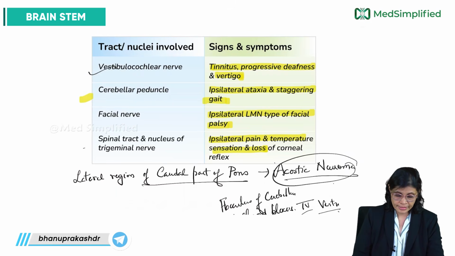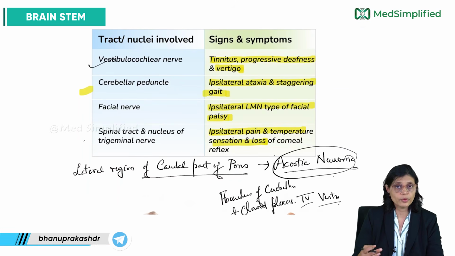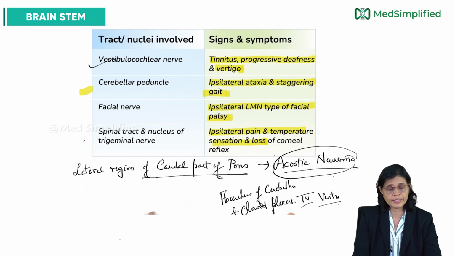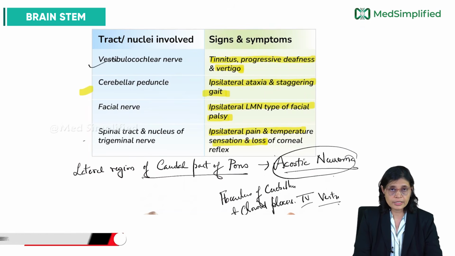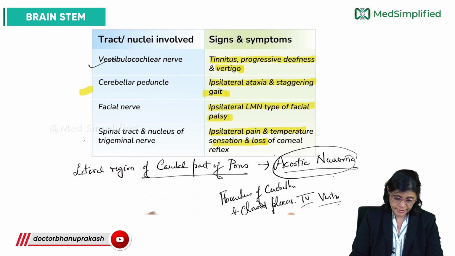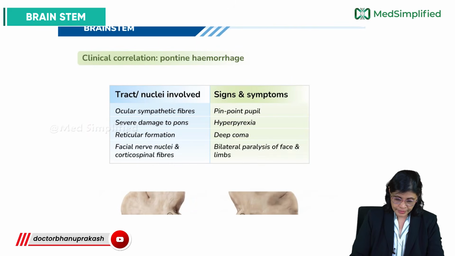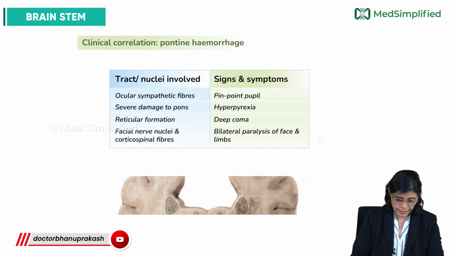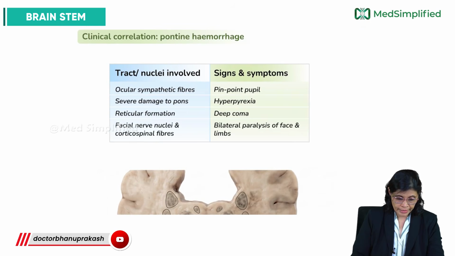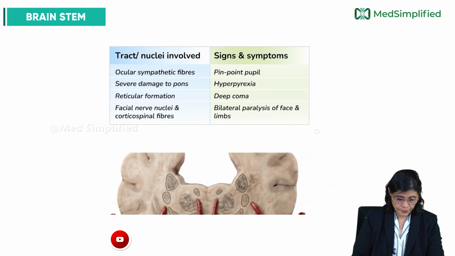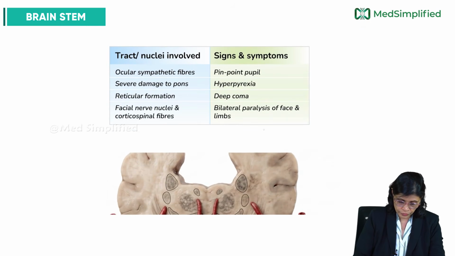So these are the signs and symptoms which we see. If we know what the structures in relation there are, and what happens when they are involved, it is easy to remember the signs and symptoms. Then we have the next condition called pontine hemorrhage. Pontine hemorrhage occurs due to involvement of the blood supply.